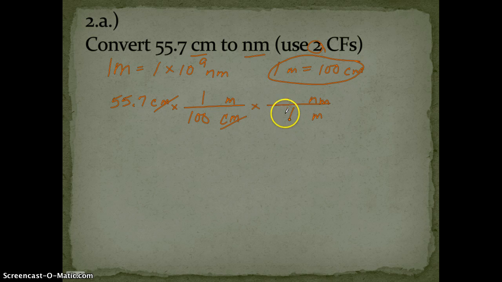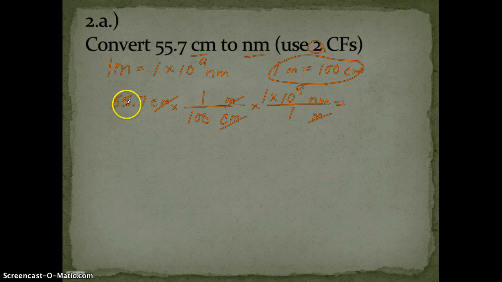What's bigger? A meter. How many nanometers? 1 times 10 to the 9th nanometers. All right, so that gets rid of meters. Do not reach for your calculators. All you have to do is look at this for a second. Besides the 55.7, everything else has to do with ones. There's really not any tough math here.